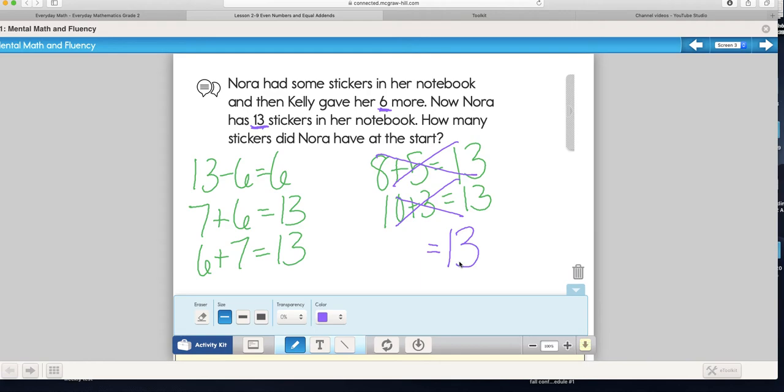Do we know how many she started out with? No. But we know that Kelly gave her 6 more. So we could have started at 6 and counted up our mystery number 7 until we got to 13. Or we could have started at 13 and counted back 6 till we got to our mystery number 7. Either one would have worked. Or we could have started at 13 and counted back our mystery number until we got to 6, which would have given us 7. Those are 3 ways that we could have solved that problem.